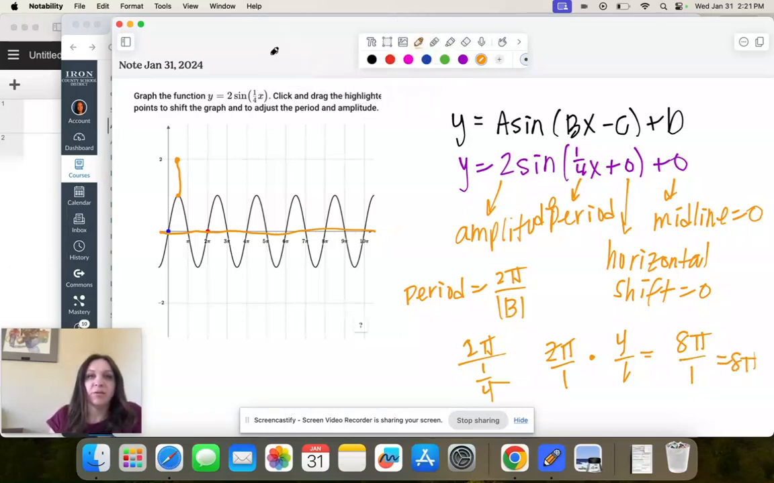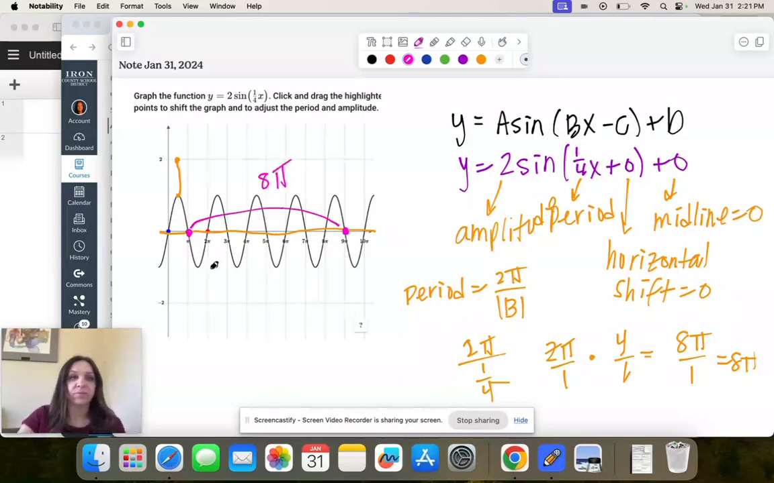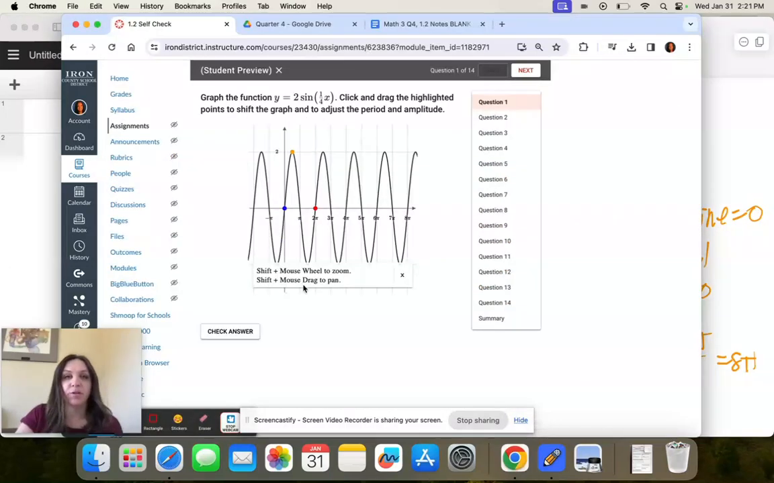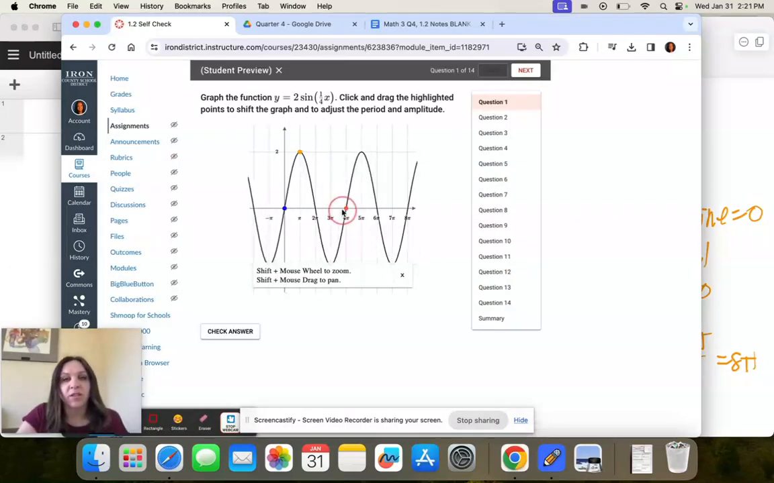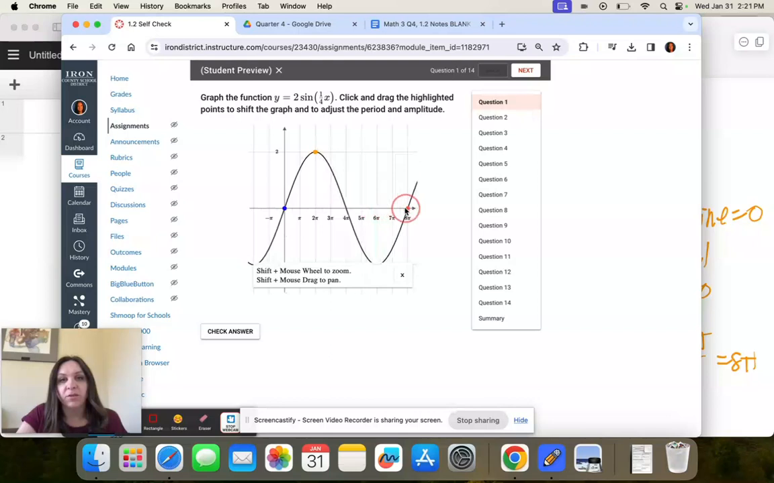So I like to look at the maximums. We're going to take, well, that one's already at pi. So that's at 1 pi. So let's take it out to 9 pi because it needs to be 8 pi from cycle to cycle. Okay, so I'm going to move this one all the way out to 8 pi.